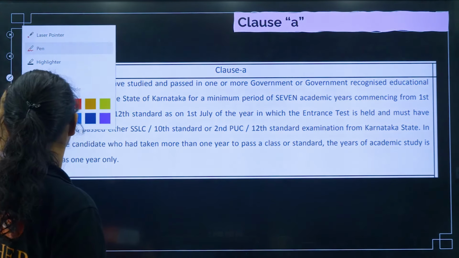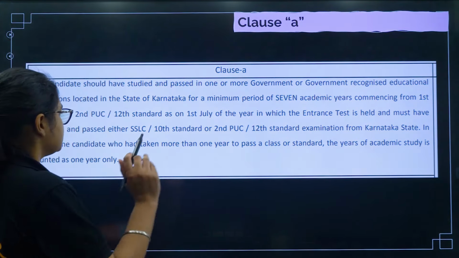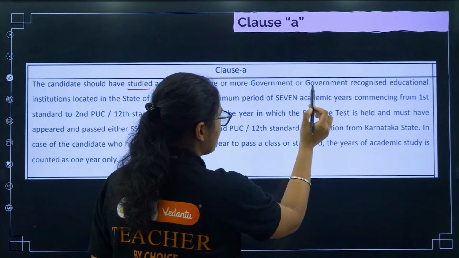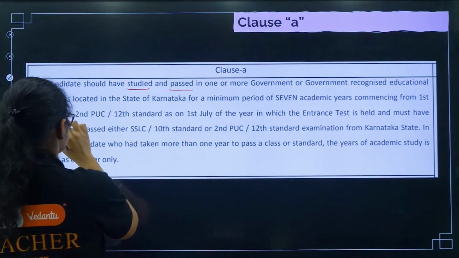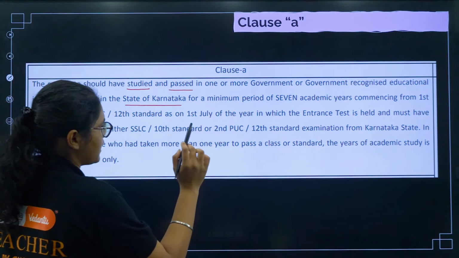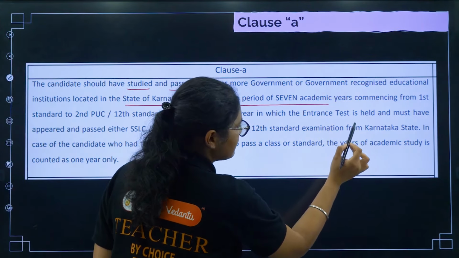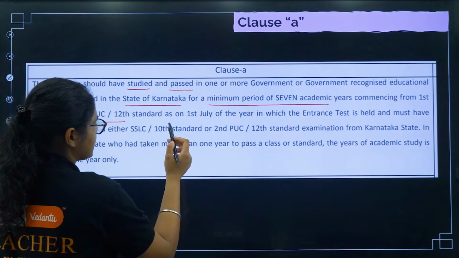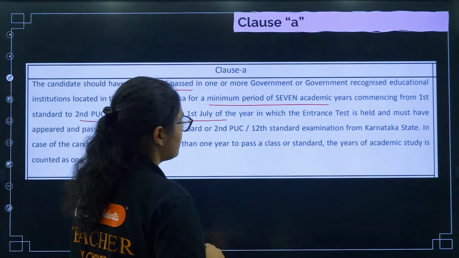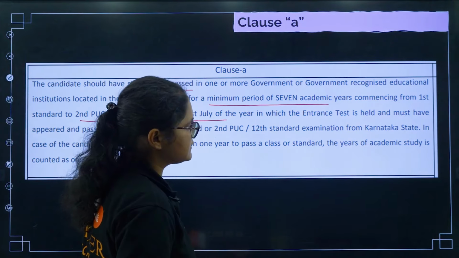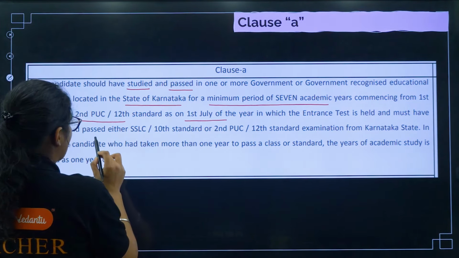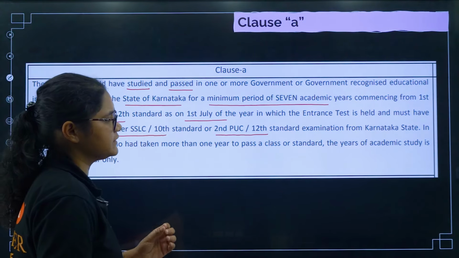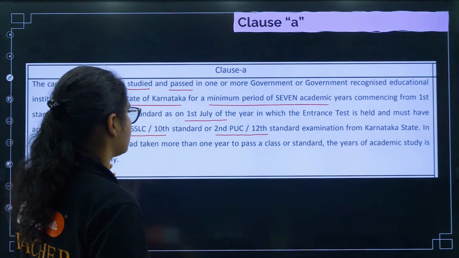Now moving forward to the first clause, that is clause A. So what are the conditions here? The first condition is the candidate should have studied and passed in one or more government or government recognized educational institutions located in the state of Karnataka for a minimum period of 7 years, commencing from 1st standard to 2nd PUC or 12th standard, as on 1st July of the year in which the entrance test is held, and must have appeared and passed either SLC 10th or 2nd PUC standard examination from the Karnataka state.